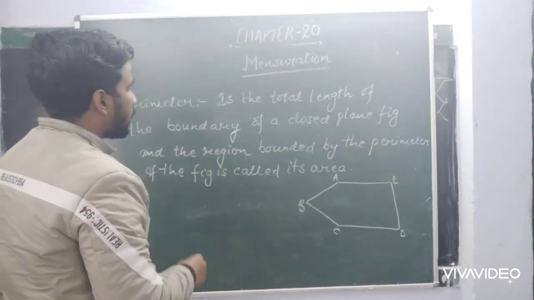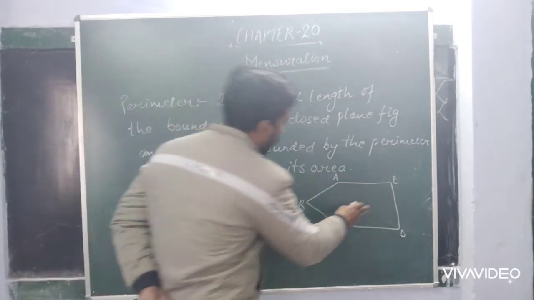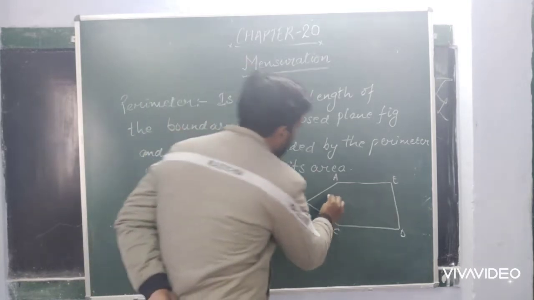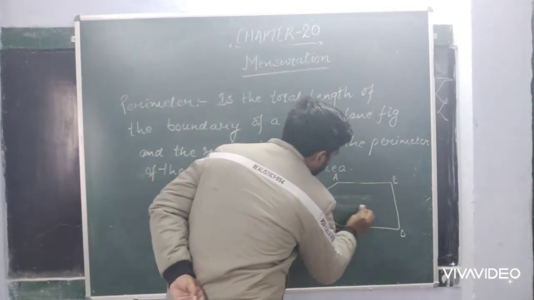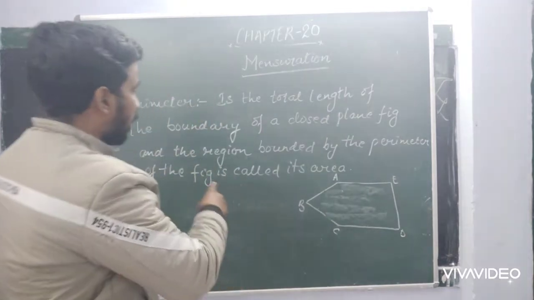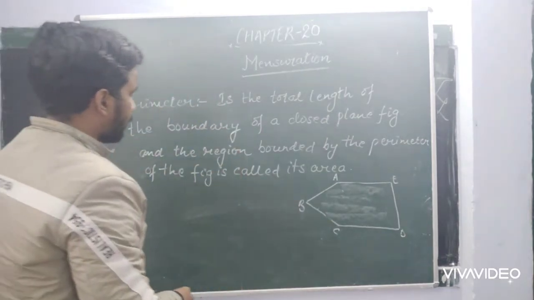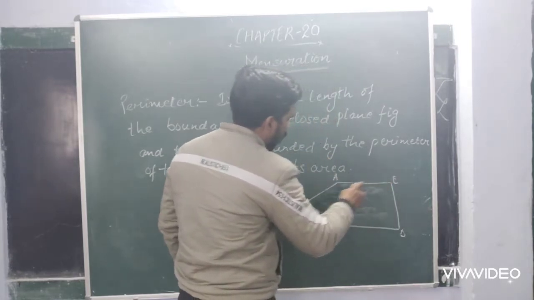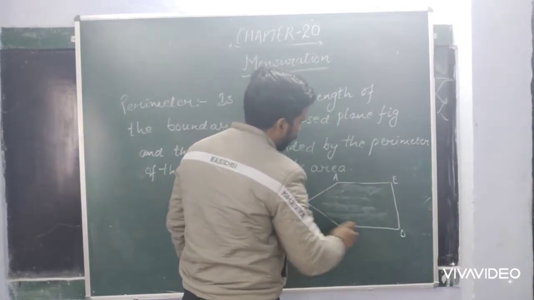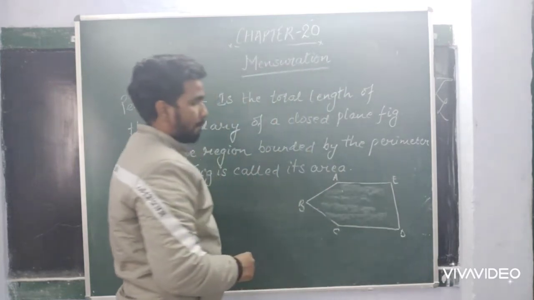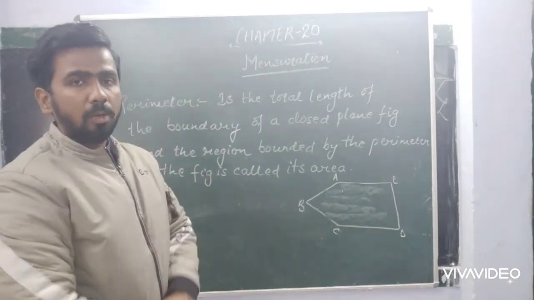And this region, the internal region, this all the internal region, bounded by the perimeter is called its area. So this all region which is bounded by its boundary, that is called its area. Okay, I hope it is very clear.